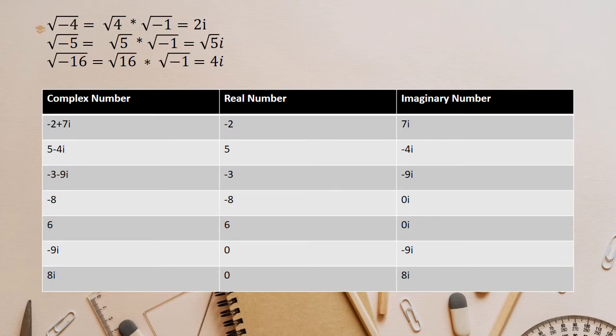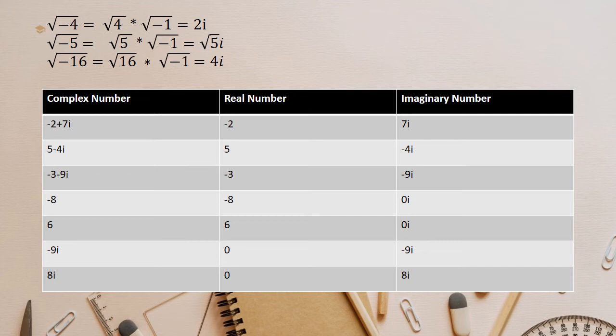So we are just facing some basic examples over here. We can see that we have under root negative 4 over here, and we just have to break this into under root 4 and under root minus 1. As we all know, under root minus 1 is basically denoted as iota, and under root 4 can easily be solved because we know that 2 would be the answer, so that is basically 2 iota. Now the same goes with under root minus 5 and under root minus 16.